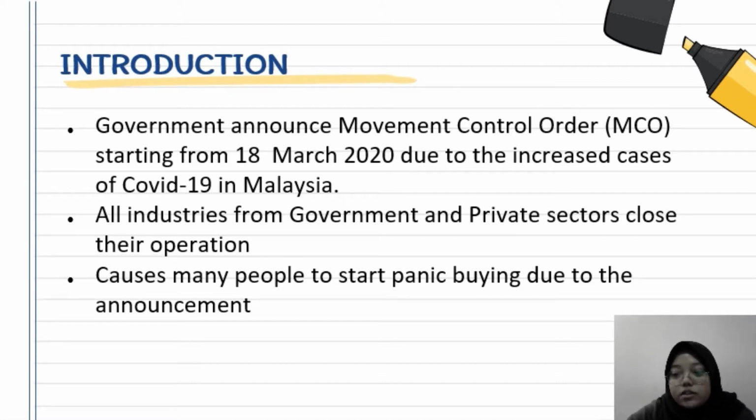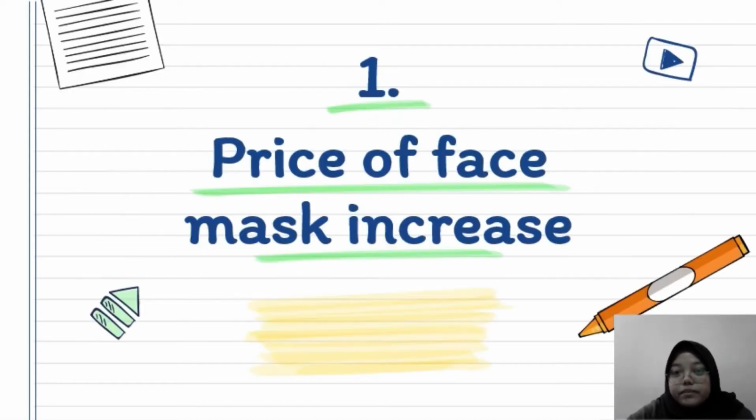This includes many industries from government and private sectors having to close their operation. Due to the announcement, many people started to panic, making them start panic buying. This will make certain products in the market increase in demand. The effect on these products or industries can be shown in the market equilibrium diagram that we are going to explain. Firstly, the price of face masks increasing.